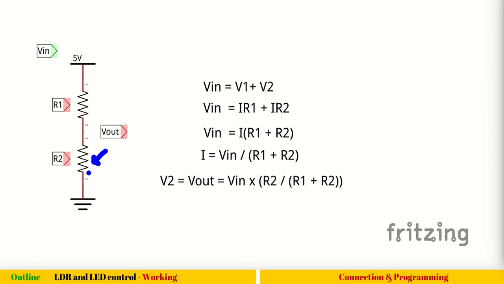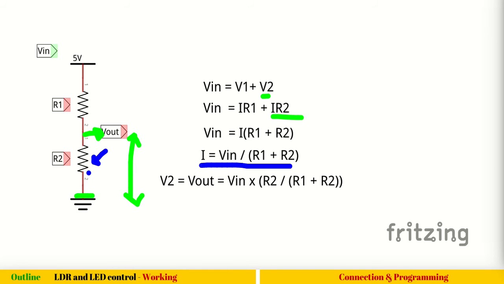So we can again write Vin equals I times (R1 plus R2), and I becomes Vin divided by (R1 plus R2). We can substitute this value of I, because we want to know the voltage at Vout, this point. What is the voltage drop at this point with respect to ground? Of course, whenever we measure voltage, we measure with respect to ground mostly. Here we want to know the potential difference from here to here, which will be V2, because V2 is I into R2.